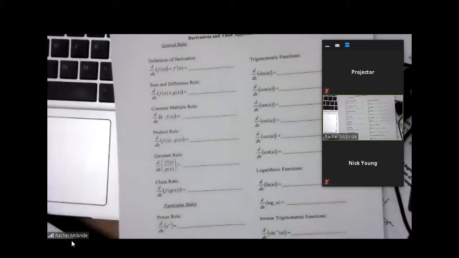While you're filling those in, I'm going to pass out the other handouts I have for you. You're good, I'm just coming around with papers. You keep working on it.